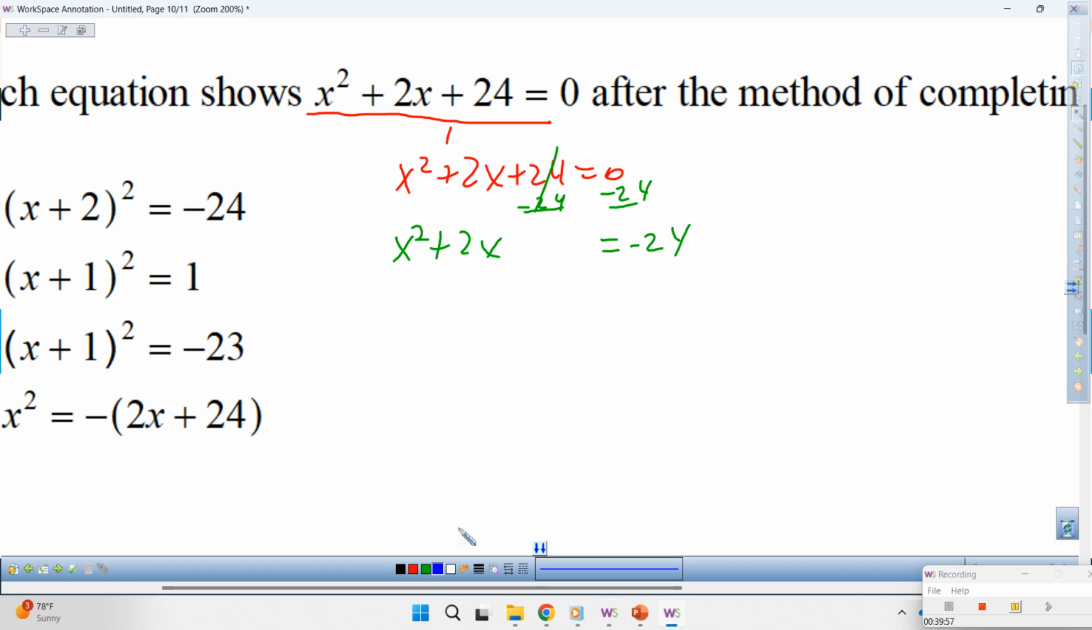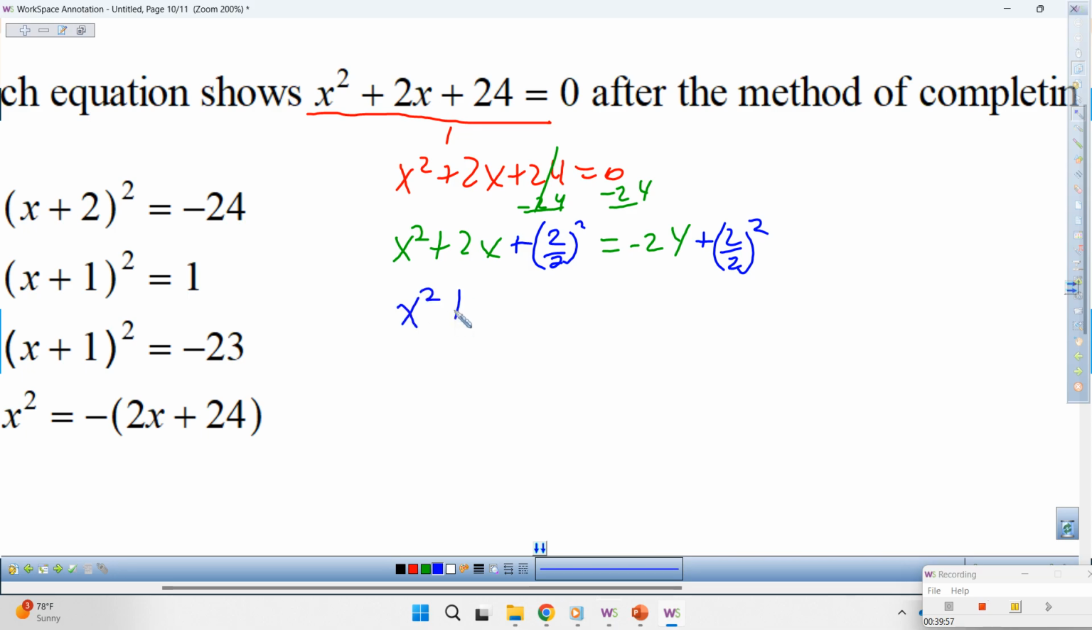What do I do next? Tell your neighbor, what do we do next to fill this gap right here? Joseph. 2 over 2 squared to both sides.